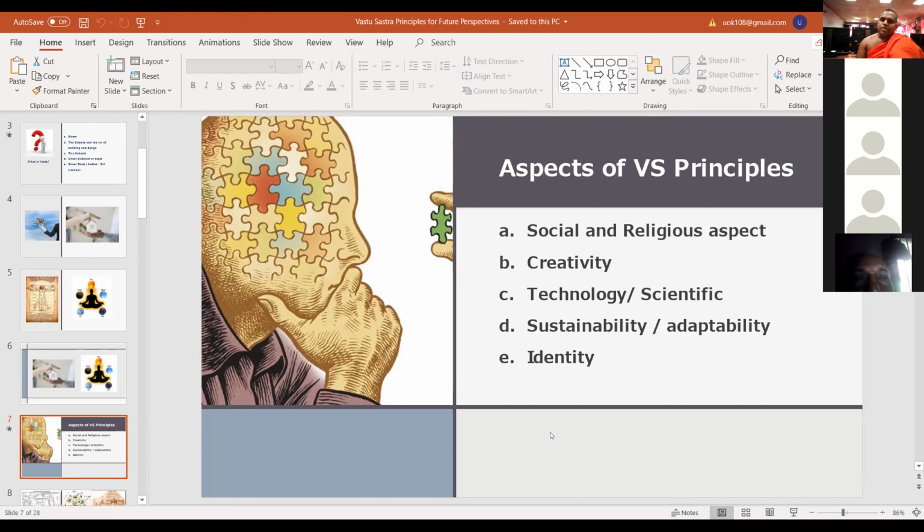The first one is we can see the social and religious aspect and the creativity and the technology, as well as the sustainability and the adaptability and the identity. You know that when we consider Sri Lankan history, among the ancient ruins, we can also see all these five factors: social and religious impact, creativity, technology, sustainability and identity.